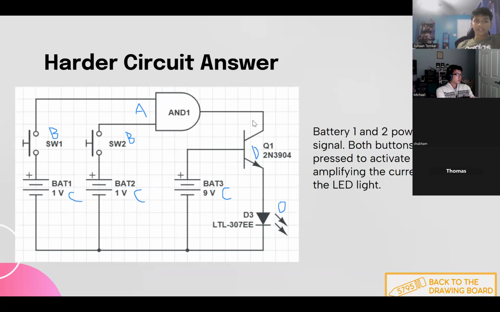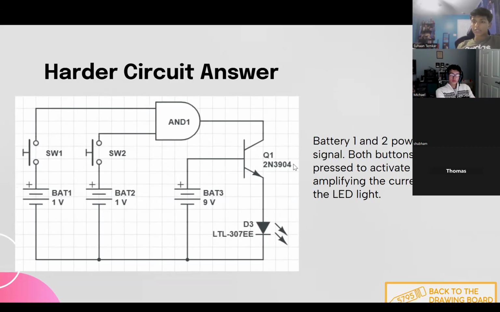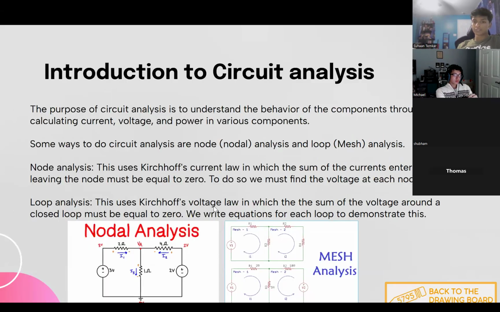Okay, and here is our answer for this one. So you can see what it says over here. Battery 1 and 2 power a weak signal, and both buttons need to be pressed to activate battery 3 over here. So battery 3, that's why it is part of a separate little function over here, and that amplifies the LED.